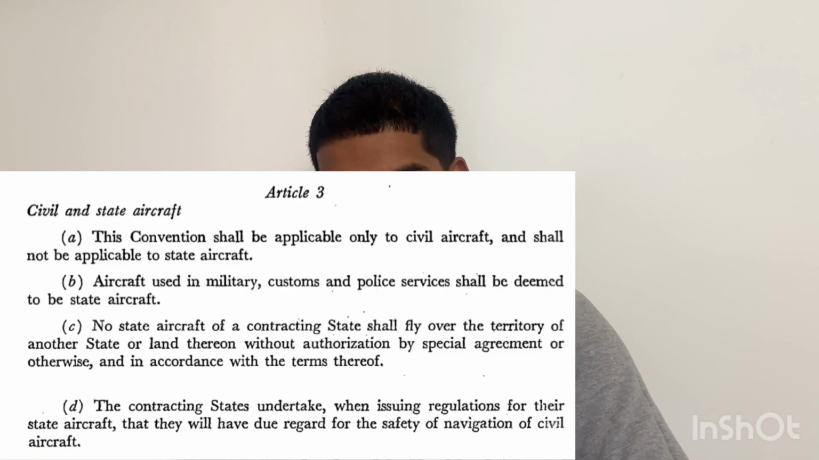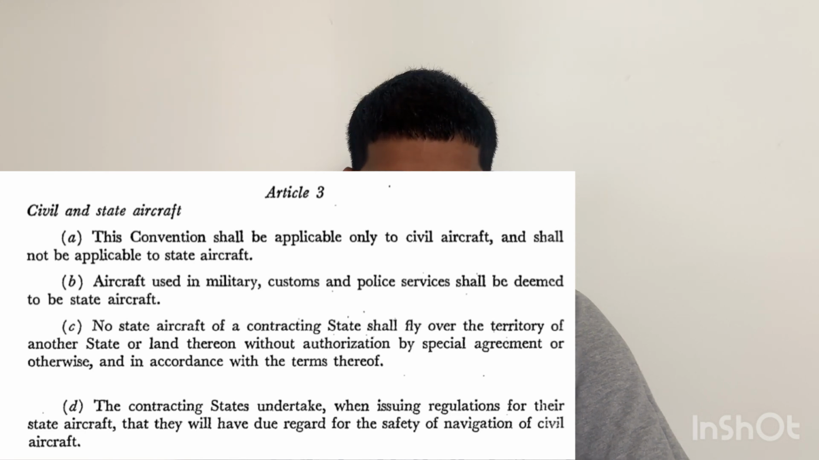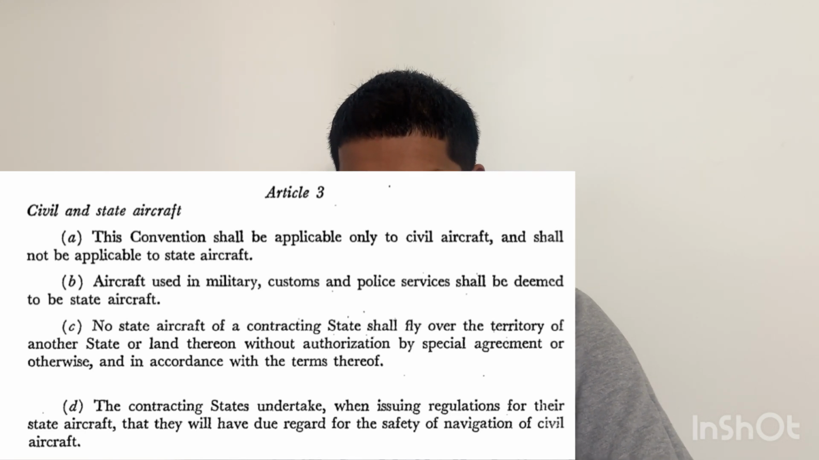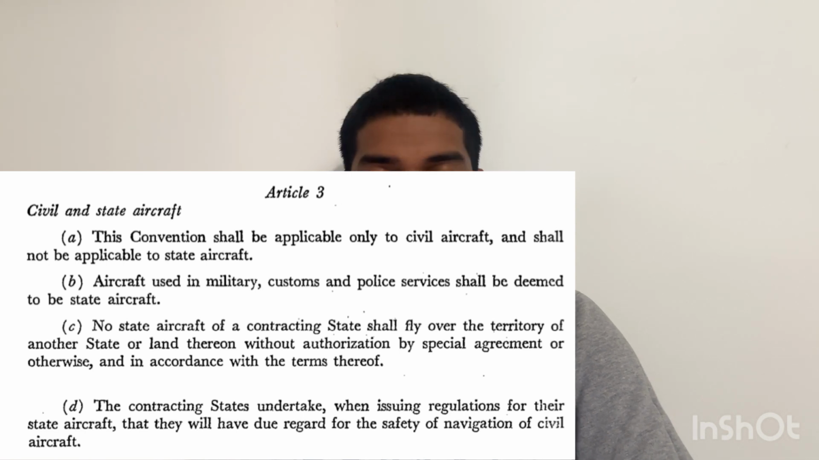Article 3 talks about civil and state aircraft. The convention shall be applicable only to civil aircraft and shall not be applicable to state aircraft. State aircraft is basically defense aircraft or military aircraft. Aircraft used in military, customs, and police services shall be deemed to be state aircraft, like I just mentioned, right? So Article 1 was sovereignty, Article 2 was about territory, and Article 3 is about civil and state aircraft, right?